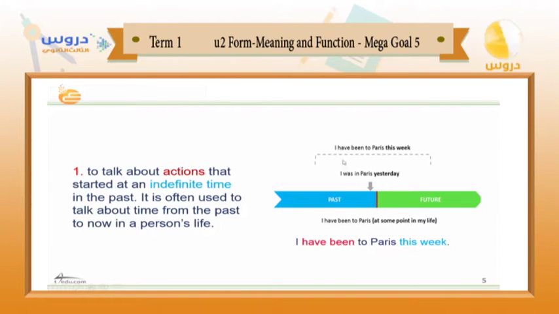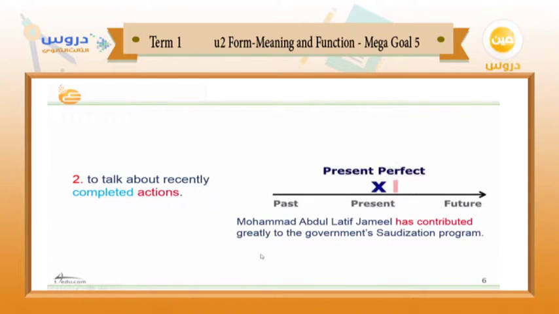But here, if we make a comparison between present perfect and past, I was in Paris yesterday. This is a definite time. We know the exact time, yesterday. But using this week, it means maybe yesterday, maybe Monday, maybe Tuesday. So it's something which is indefinite, all right? So okay, this is the first usage for the present perfect.